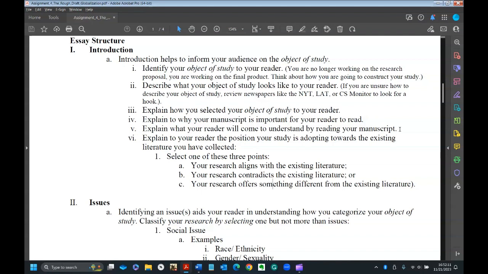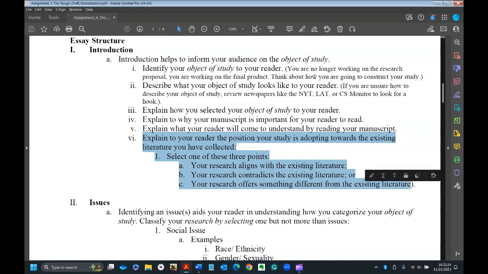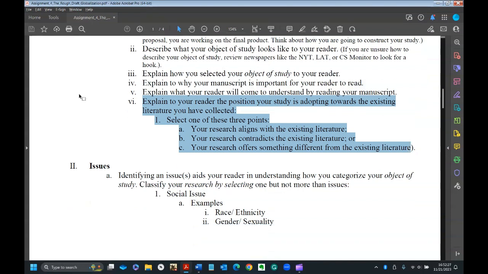Once you're done explaining what you want your reader to understand by reading your manuscript, you're going to go to point number six. As I mentioned in class, for point number six you're going to contextualize your research with the existing literature on your topic. To make it easier for yourself, just compare your research to the sources you're using to talk about your research in the literature review.